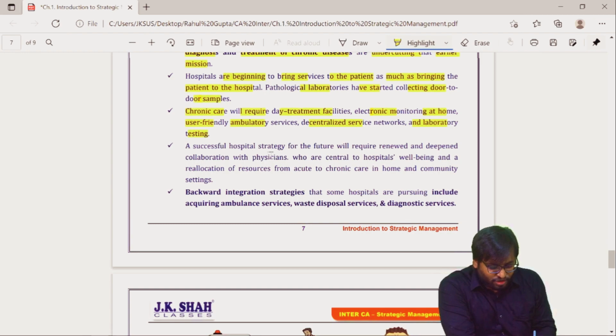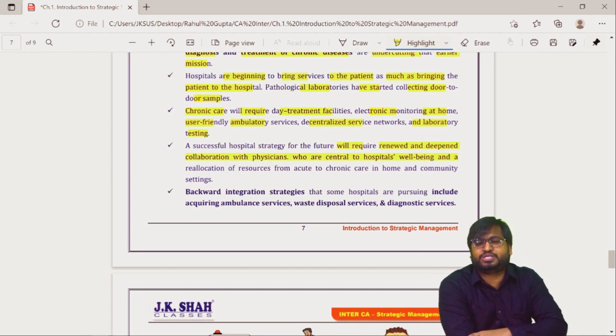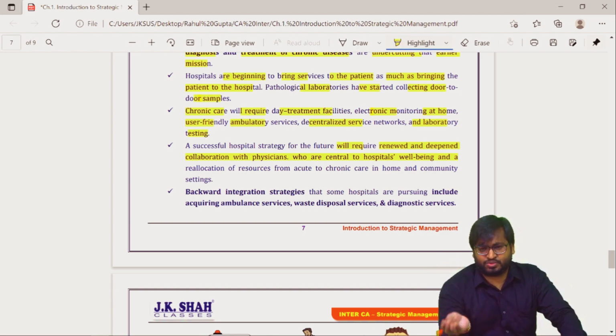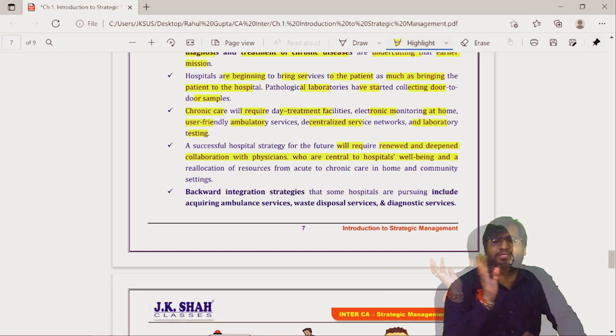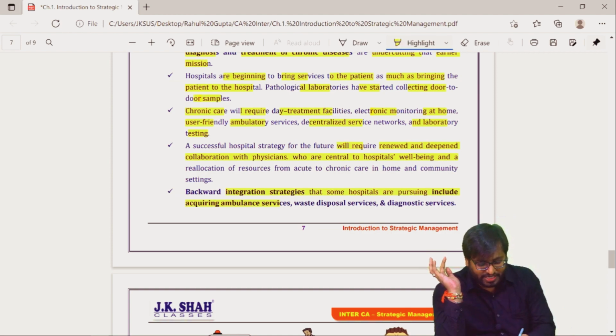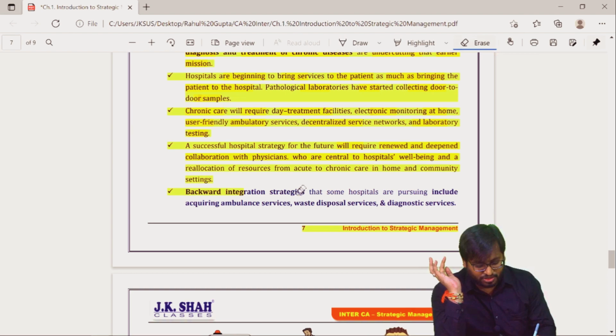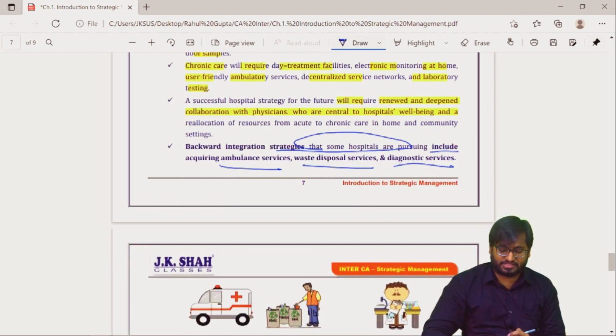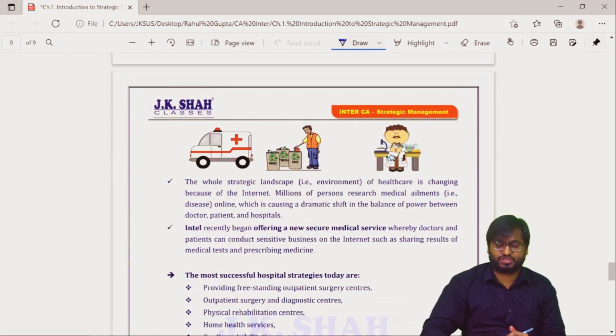A successful hospital strategy for the future will require renewed and deepened collaboration with physicians. Now we have started collaborating with the general practitioners, the family doctors, so that they can refer the patients to their hospital, right? Backward integration strategy for some hospitals include ambulance services, waste disposal services, diagnostic services. These are all backward integration strategies.